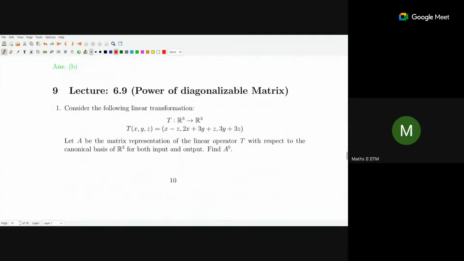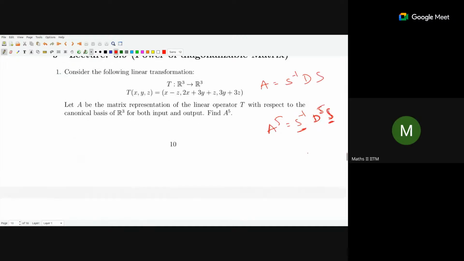And next, 6.9 is power of diagonalizable matrices. We have seen this previously also. If it is diagonalizable, you can write any matrix A as S inverse D S. Now if I consider A power 5, it will simply be S inverse D power 5 S. So this S inverse and S won't change, it will be as it is. You can take the power for the diagonal alone, and finally multiply S inverse and S to it, and you will get A power 5.